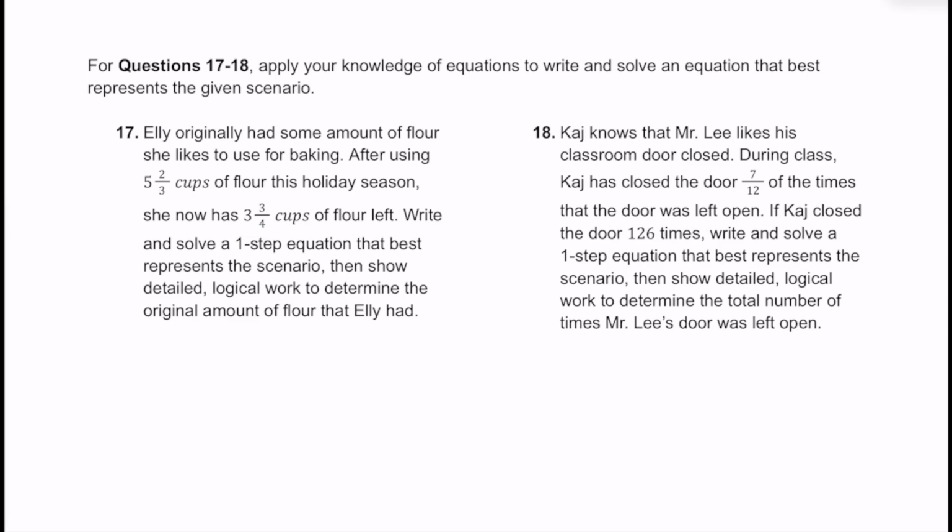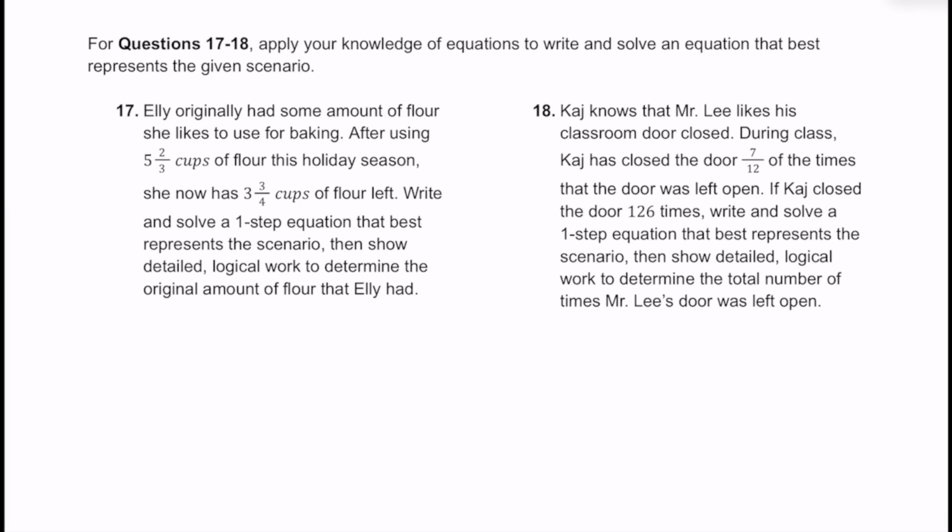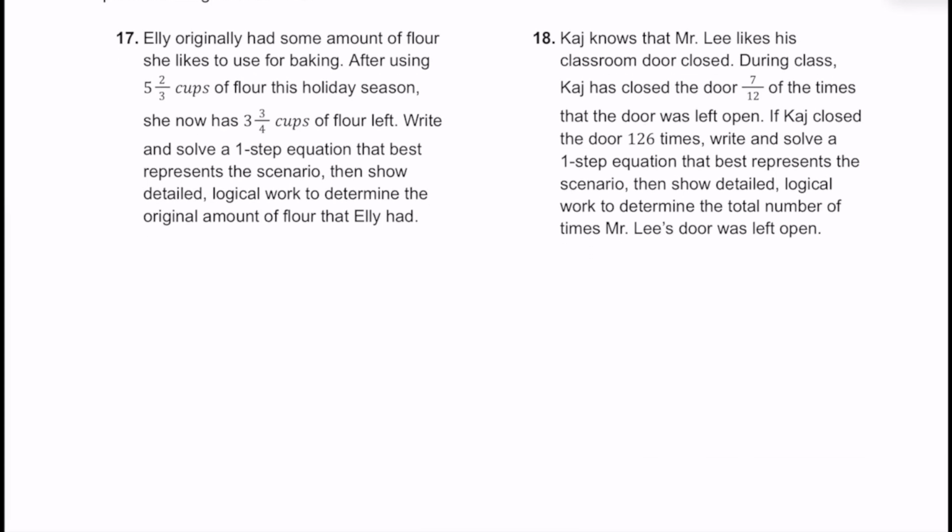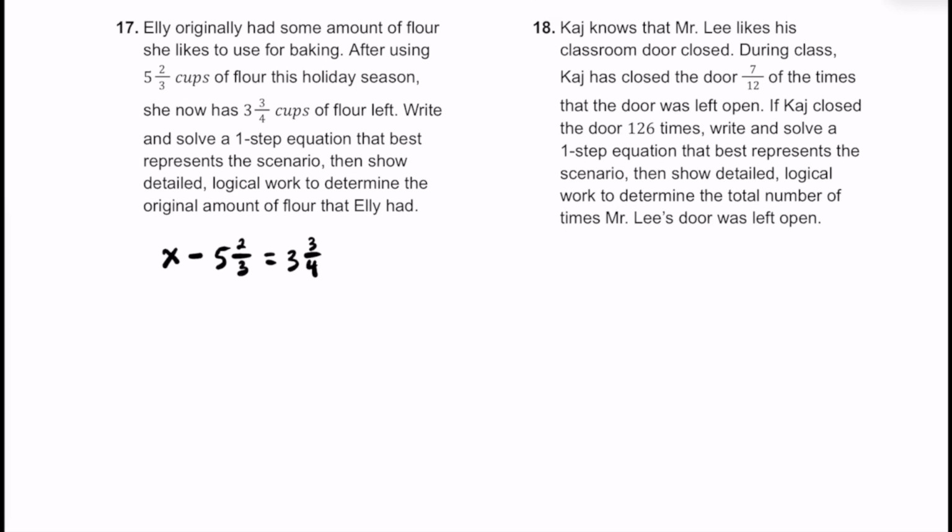Let's go ahead and set up an equation here. So I'm going to say X is going to represent the amount of flour that Ellie started with. Feel free to use another variable. She's using flour, so she's using 5 2/3 cups here, and she's ending up with 3 3/4 cups, right? So anything where you're gaining or losing, we should be thinking addition or subtraction. And if we're finding the original of something, that should be at the beginning there, right? And what she had left is 3 3/4, so that's by itself in the equation.